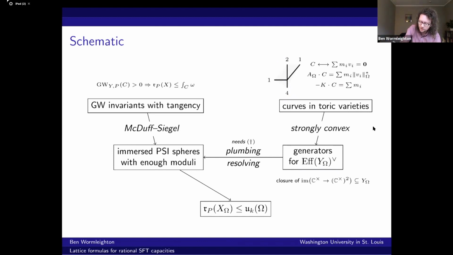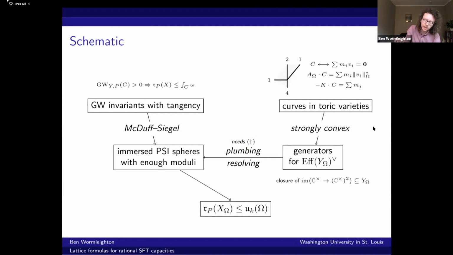In the case that omega is strongly convex, we get a really nice set of generators for the movable cone, a really nice set of generators for relations of this type. They're obtained as the closures of certain one-parameter subgroups. And we show that when we have dagger, we're able to represent every one of these relations satisfying dagger in a nice way.